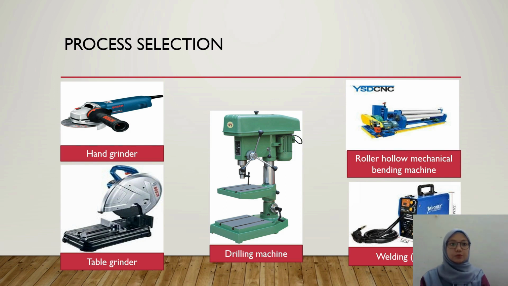For joining, we use MIG welding. MIG is metal inert gas, also known as gas metal arc welding. This type of welding is basically an arc welding process that joins two metals by heating the metal with the help of an arc. This arc is formed between the surface to be welded and a continuously fed filler electrode.